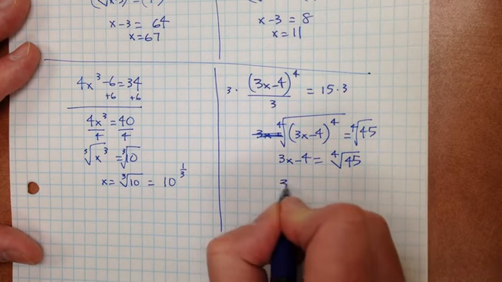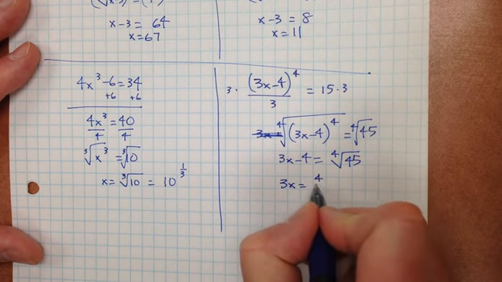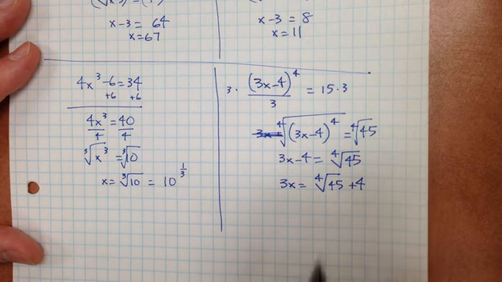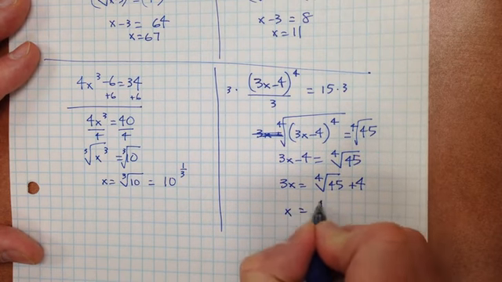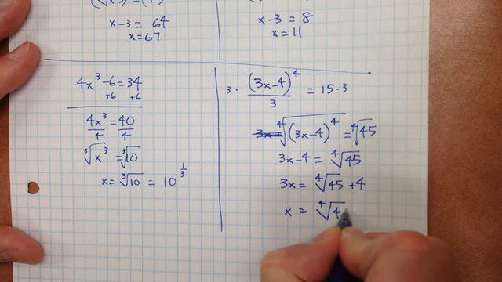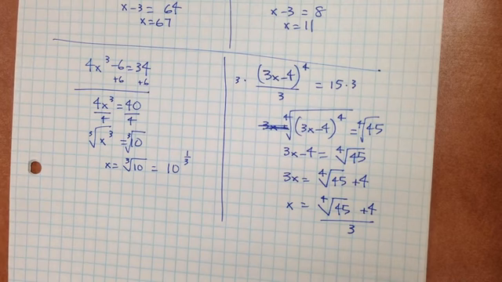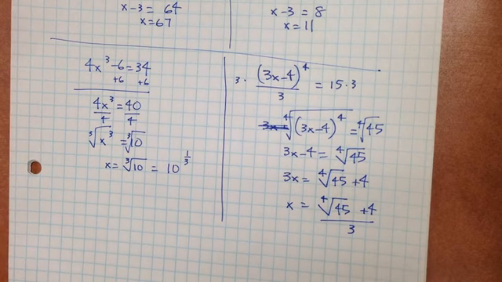Add 4. Divide by 3. That could be 45 to the 1/4 power, and that is totally fine. If you had a calculator, you would get a decimal approximation.